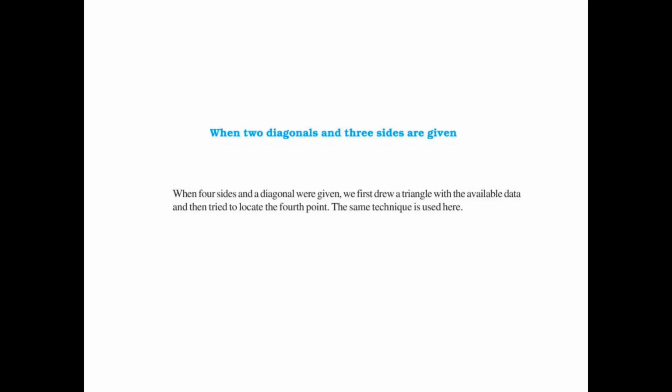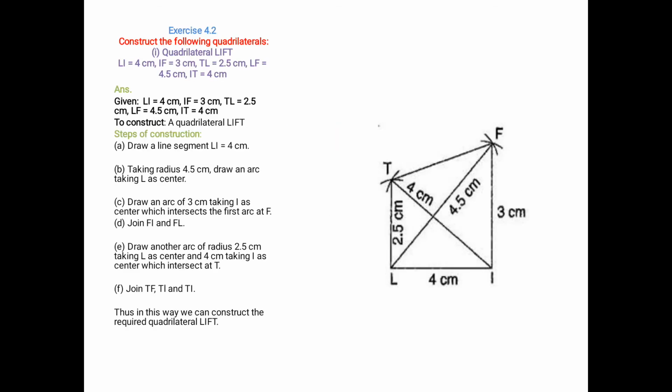Now let us go through the second concept, which says when 2 diagonals and 3 sides are given. Well, to understand this concept we will take help of an example given in exercise 4.2, which says construct the following quadrilateral. Number 1, quadrilateral LIFT. Here the length of side LI is 4 cm, side IF is 3 cm, side TL is 2.5 cm and diagonal LF is 4.5 cm, whereas length of diagonal IT is 4 cm.